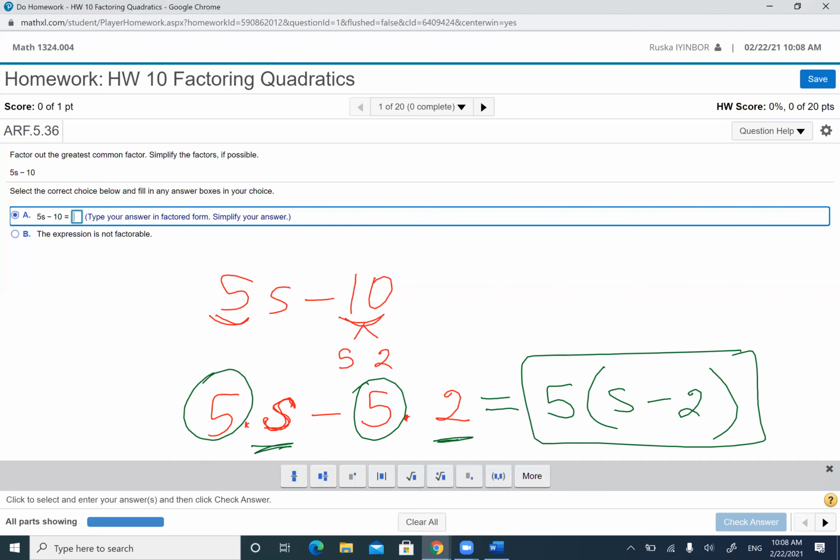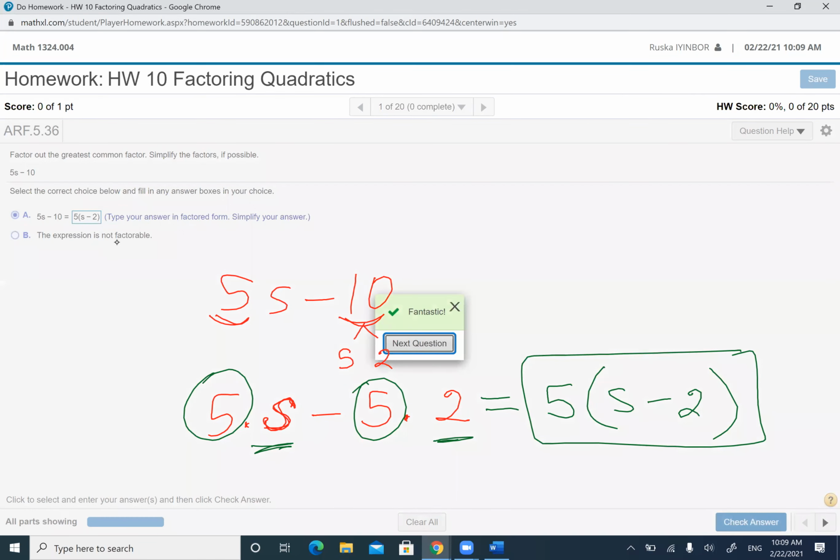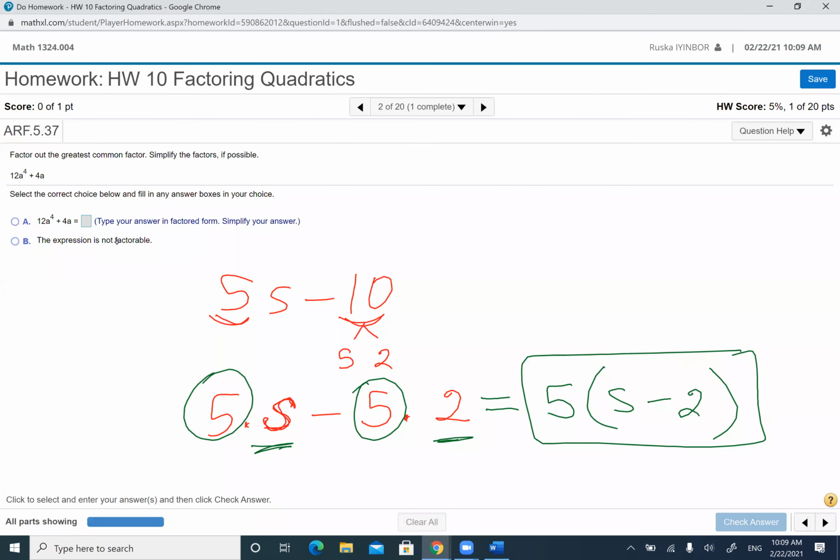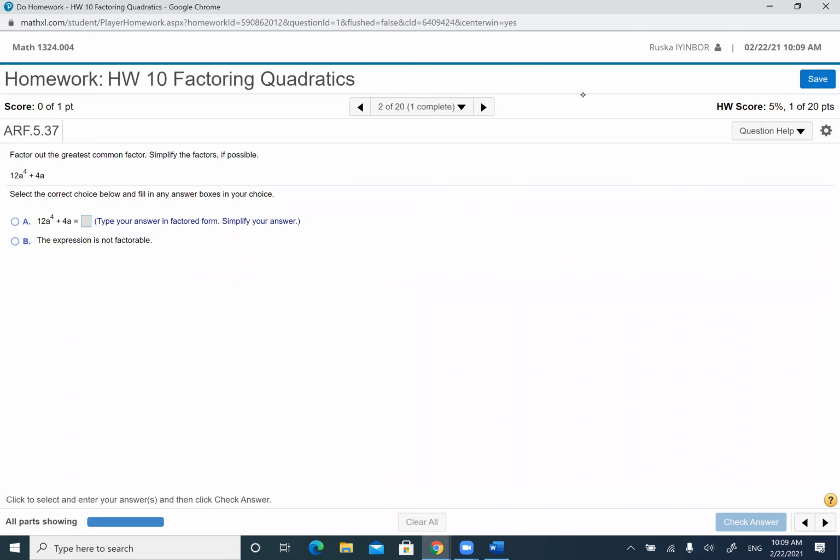Everybody understand that? So I have 5, parentheses, s minus 2, close the parentheses. Okay? So you just enter it exactly like that. Okay? You want to do another one? Let's do another one. Any questions so far? No, ma'am. No? Okay, let's do the next one.